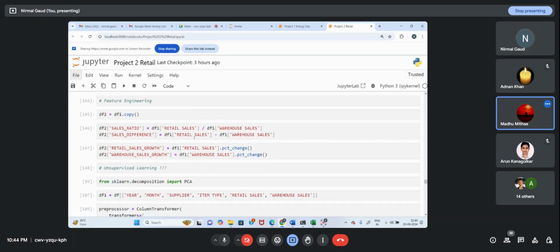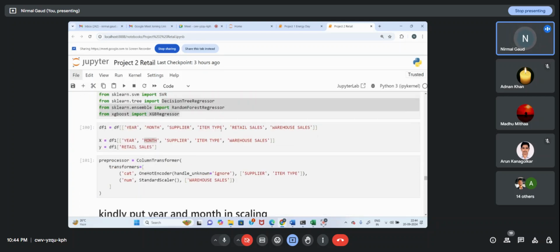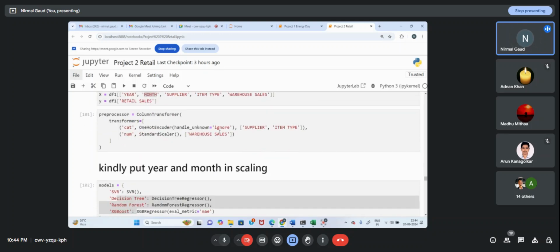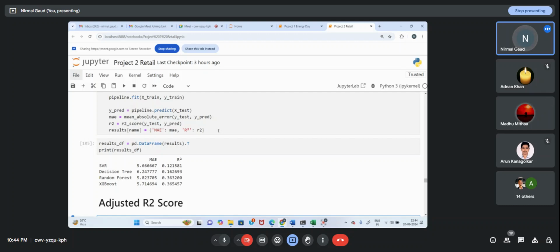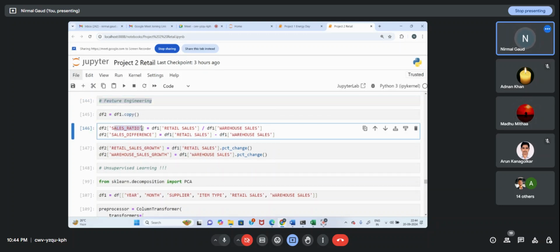Okay, fine. Because I have a little more to tell you: I also included feature engineering, because so far whatever analysis I did was with only a few features. So I created some more features from my side. I haven't used them in the analysis, but just as a suggestion, you can have a sales ratio, that means retail sales divided by warehouse sales. And you can have a sales difference also. You can make these two from your side.